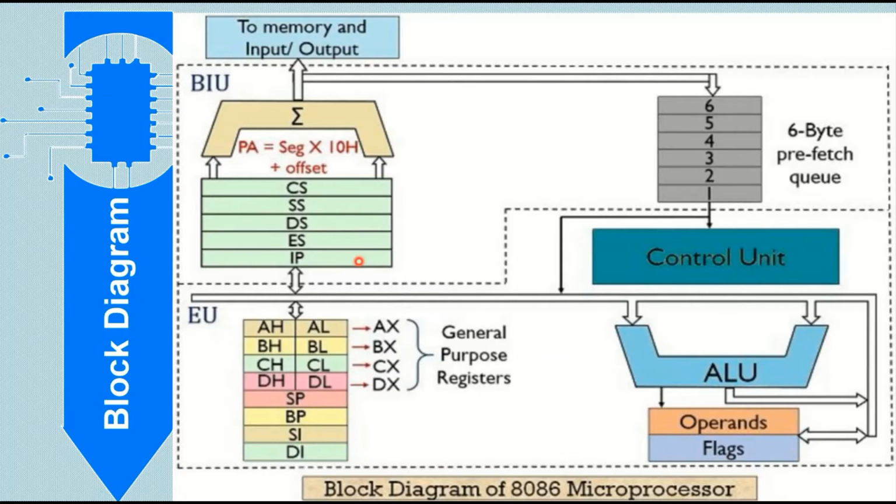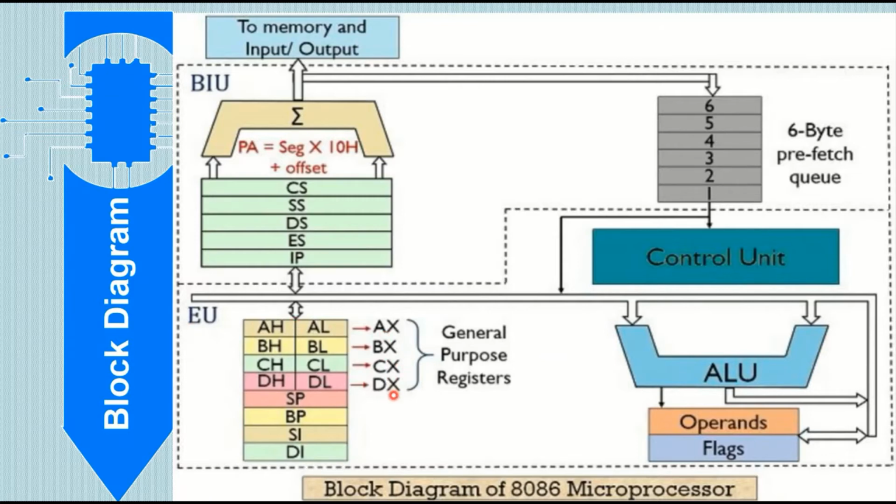The second functional unit of the 8086 microprocessor is the execution unit. The execution unit receives the opcode of an instruction from the queue, decodes it, and then executes it. While the execution unit decodes and executes an instruction, the bus interface unit fetches instruction codes from memory and stores them in the queue.